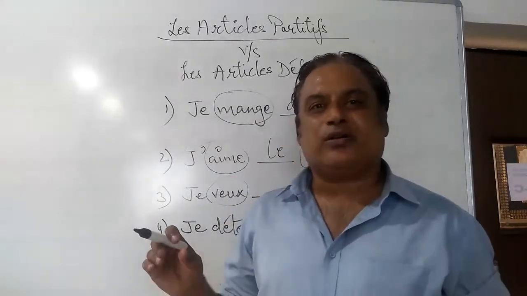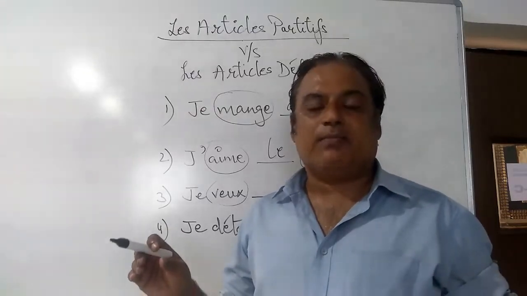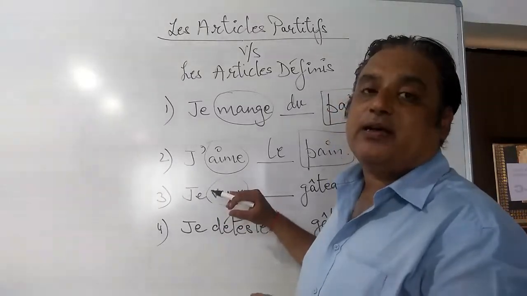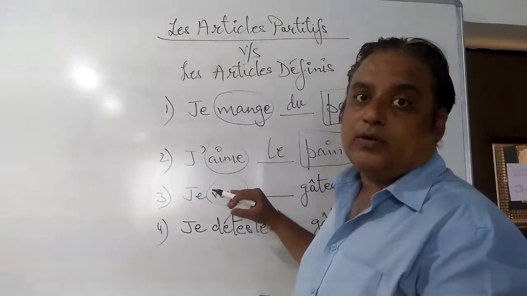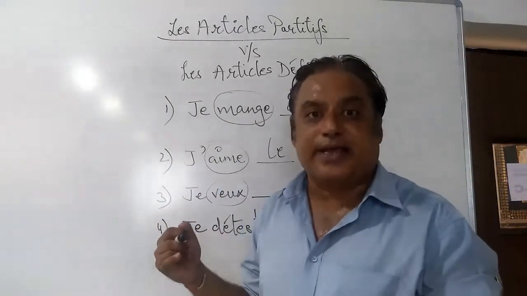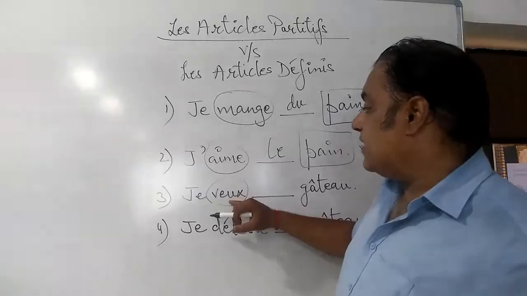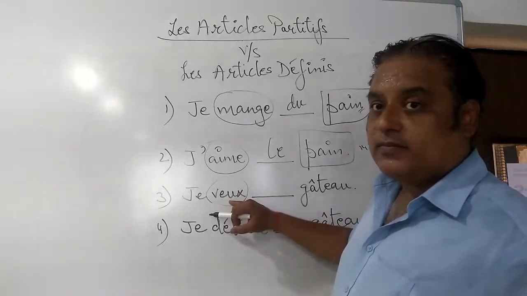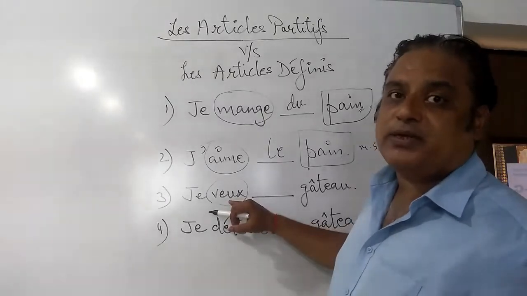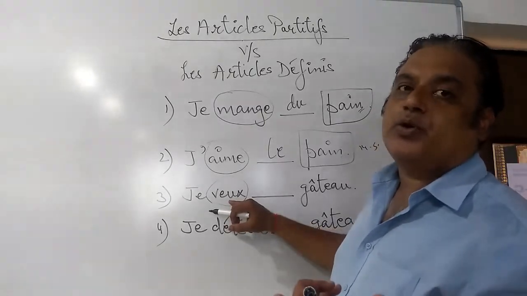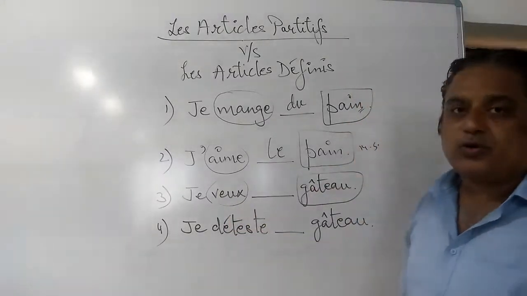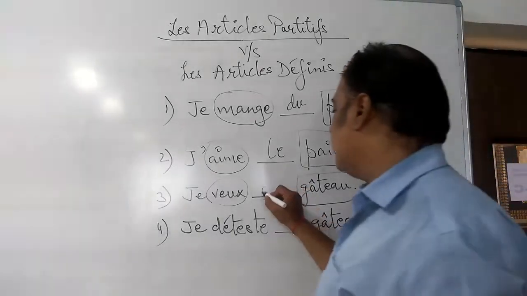Although this verb does not represent any practical action, we are still going to consider this particular verb vouloir to have a practical action, because this is basically representing your desire. So we consider it to have a practical action, and we need to go in with the partitive article. If a practical action verb is used in the sentence, then we need to go in with the partitive article. And which partitive article? Gâteau is masculine singular, so du again.